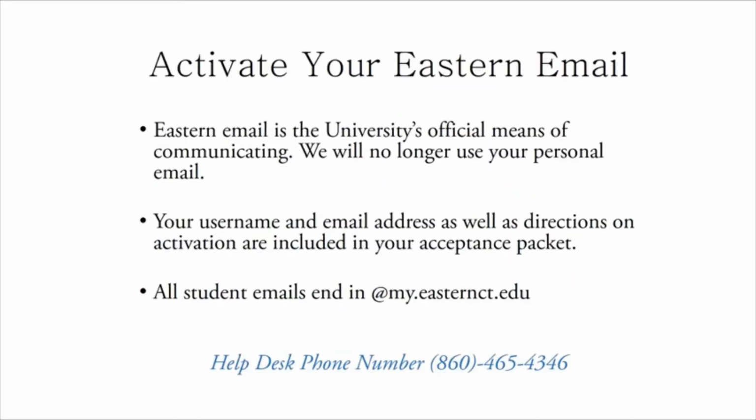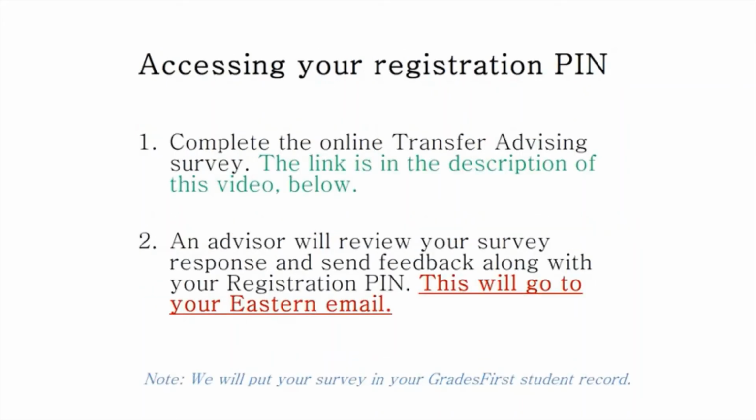Your Eastern email will be the university's official means of communication. Your Eastern username and email address, as well as directions on activation, are included in your acceptance packet. Also, it is good to note that all student emails end in @my.easternct.edu. If you need assistance with your Eastern email, please contact the help desk at 860-465-4346.